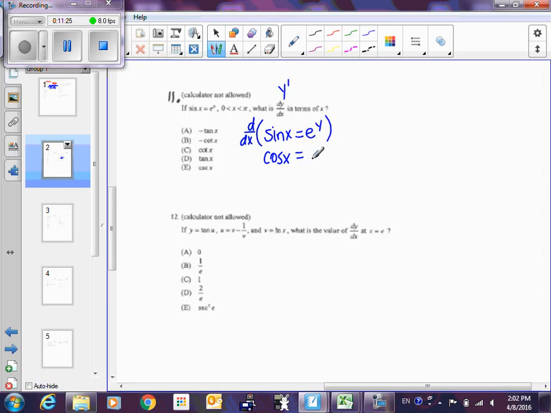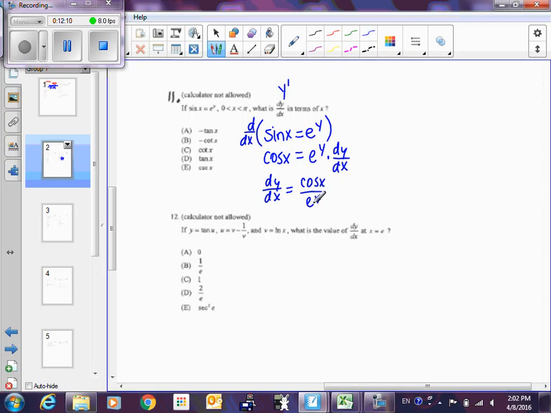What's the derivative of e to the y? E to the y. Remember, when you take derivative of a y, you got to go times dy over dx. We're going to look at another one of those in a minute. Really, I just need to get dy over dx by itself, right? So I just need to divide by e to the y. And the problem is, that's not an answer choice. The reason it's not is because it says in terms of x, and e to the y is not in terms of x.